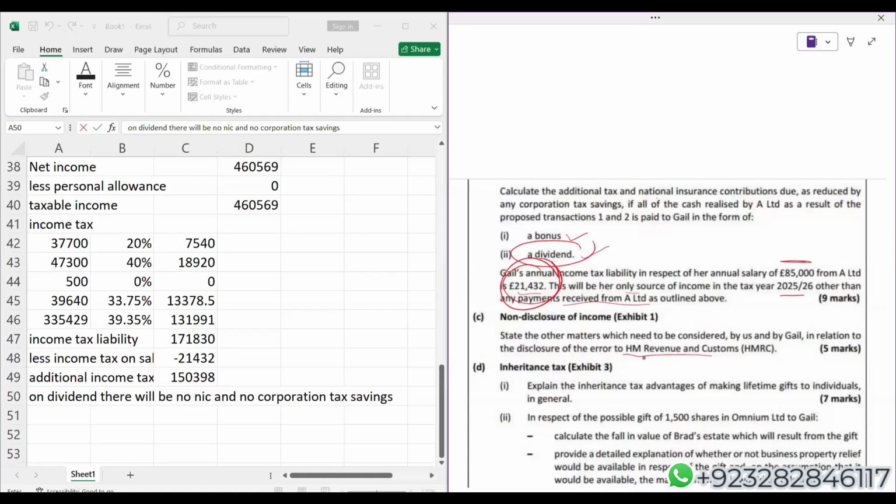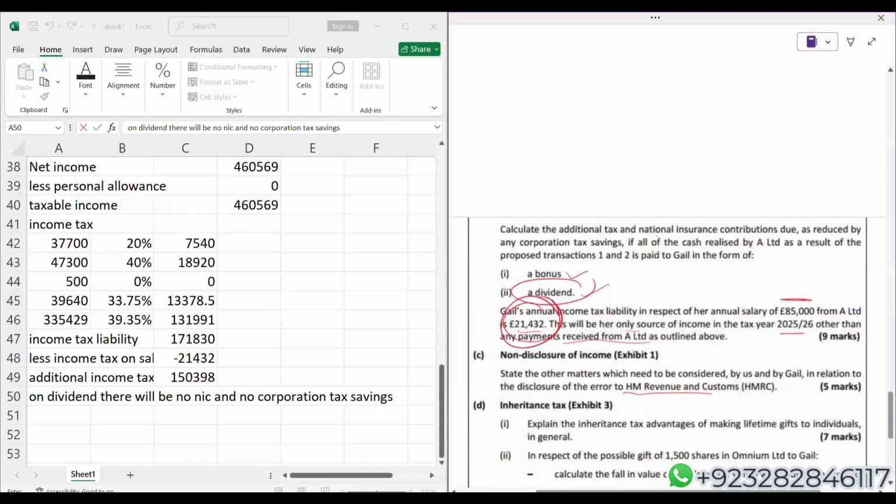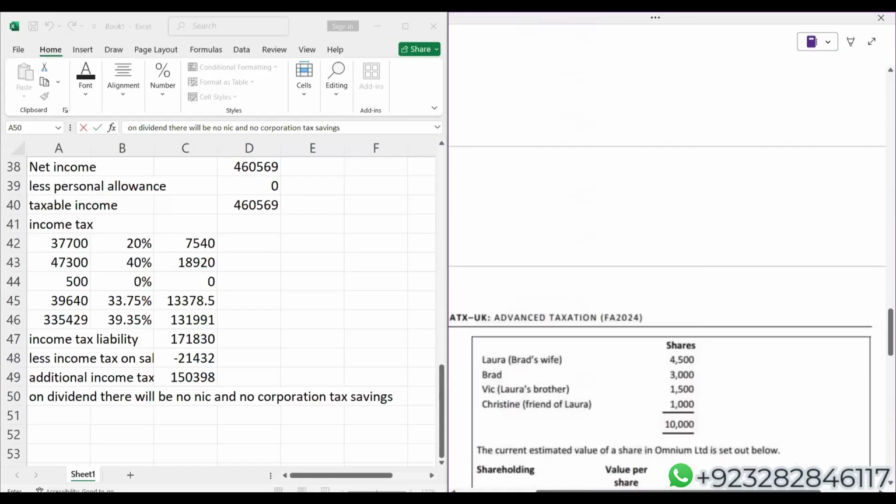5 marks. Student, normally you will have a 5 marks question on ethics, and I would advise you to try to come up with 5 logical points to answer part C. It's a 5 marks question. Try to find the five, highlight the 5 points, but all logical, okay? If you cannot, then stick to at least four, but the best is going to be five valid points. State the other matters which need to be considered by us and by Gail in relation to the disclosure of error. Let's see. Where is the error?